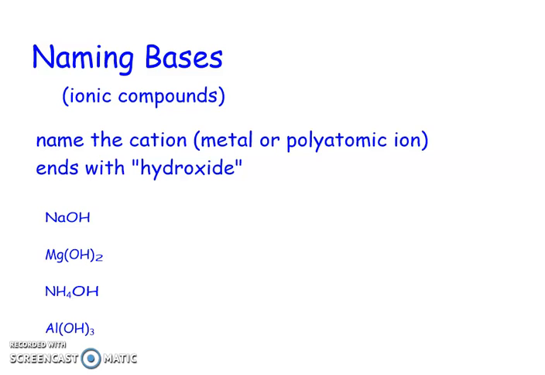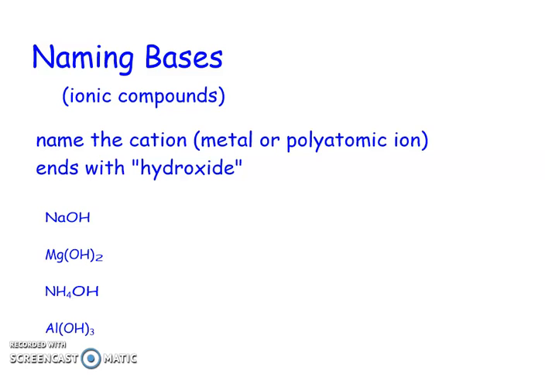Today we're going to take a look at how to name acids and bases. We're going to start with bases because that's essentially a review of naming ionic compounds, because all of the bases that we're going to be naming are ionic compounds that just happen to have hydroxide as the anion. So if you remember, to name an ionic compound, you name the cation and then you name the anion. Well, again, for all of these, the anion is hydroxide. So we need to name the cation, which would be the metal or the polyatomic ion.